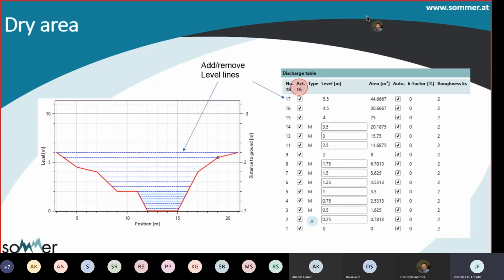And then we can go into the Q Commander and import the CSV file and get the cross-sectional profile of the whole river or channel with the ADCP data down here and the manually added sections of the left and right side on each side of the river here.